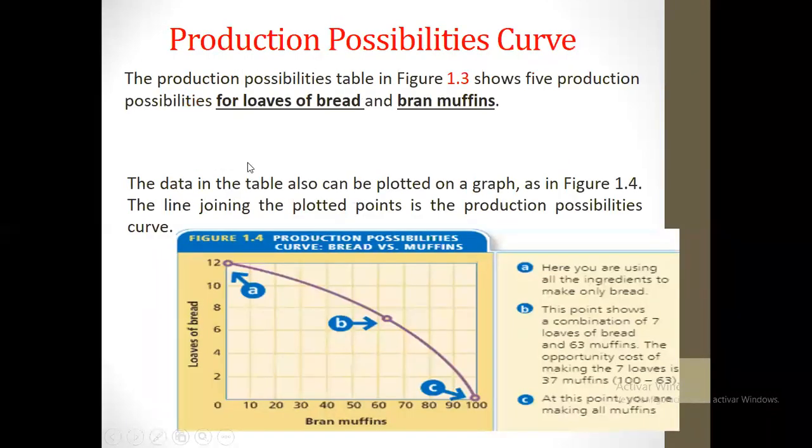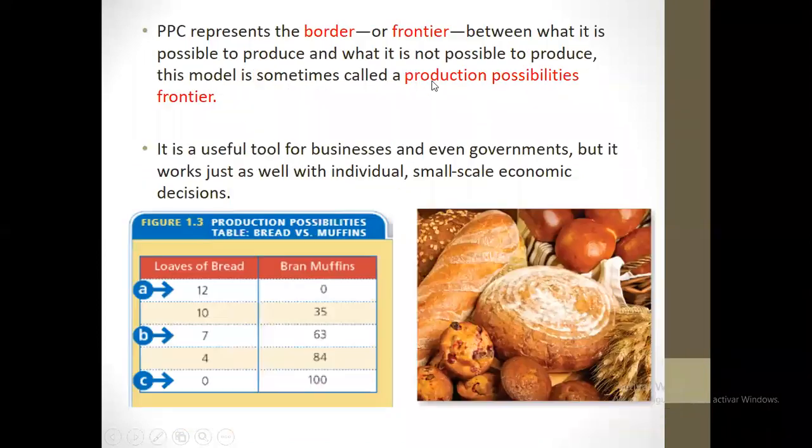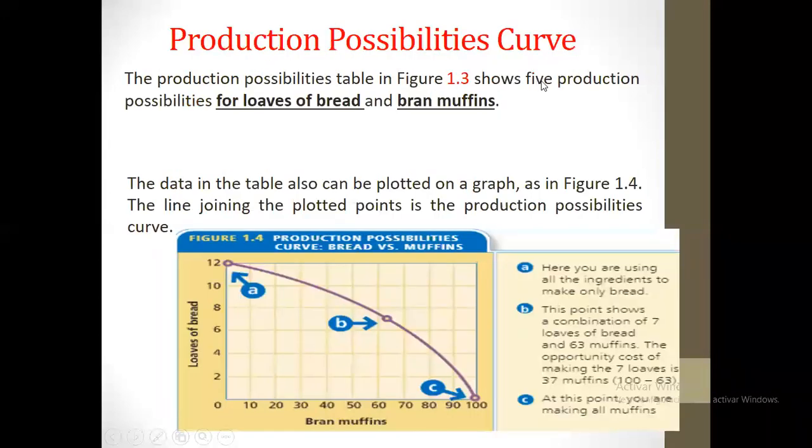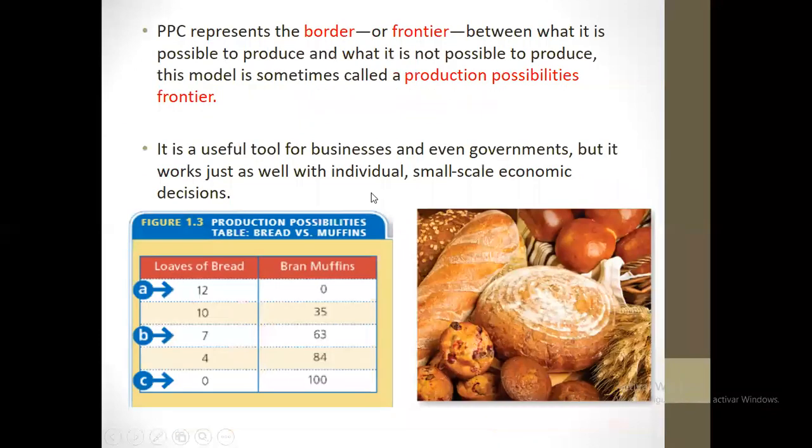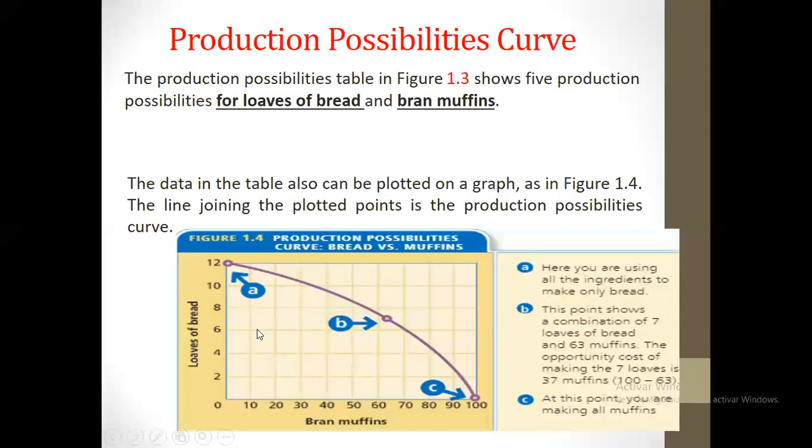Now, yes, this one. Production possibility curve. The production possibility table of 1.3, that is the previous one, shows five production possibilities for loaves of bread and bran muffins. Five possible productions of the muffin and loaf. The data in the table also can be plotted on a graph as in figure 1.4 over here.